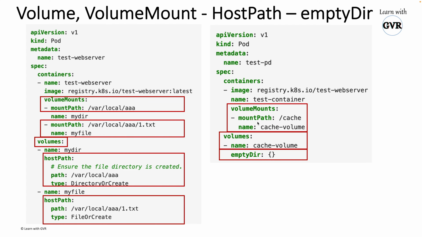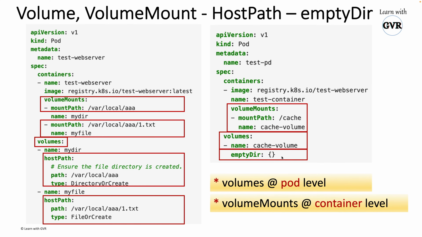What's the difference is, whenever you create an empty directory, it will be shareable across the multiple containers in the pod, whereas with host path, basically the data will persist on the host. But with empty directory, whenever you delete the pod, the data specific to this empty directory will automatically be deleted. That's the difference, right? And of course, the volumes are at the pod level, and volume mounts are at the container level.